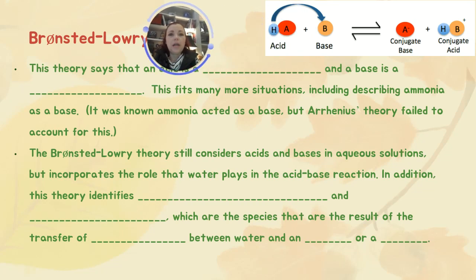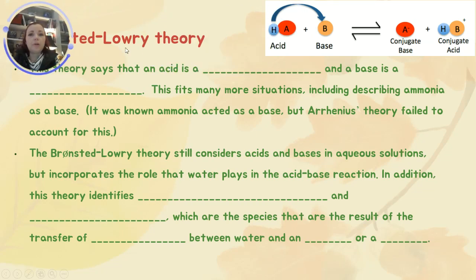In Bronsted-Lowry theory, an acid is a proton donor and a base is a proton acceptor. That fits many more situations, including describing ammonia as a base. It's known that ammonia acted as a base, but the Arrhenius theory couldn't really describe the way that worked. The Bronsted-Lowry theory still considers acids and bases in aqueous solution, but incorporates the role that water plays.